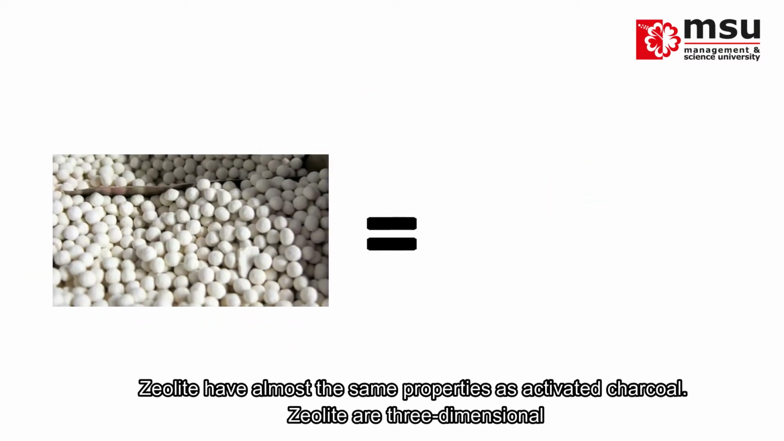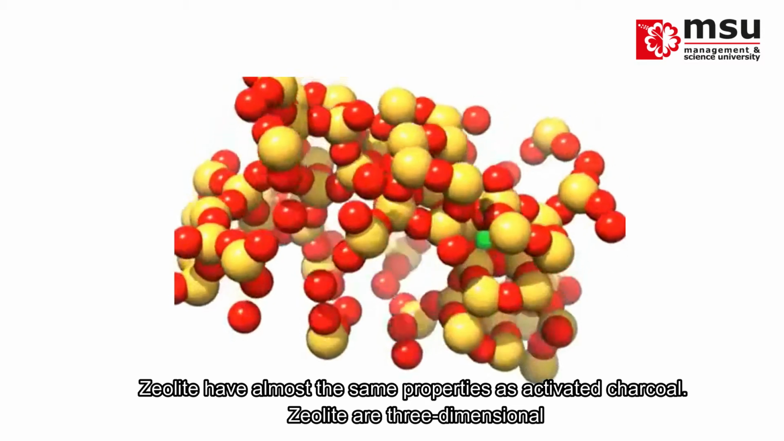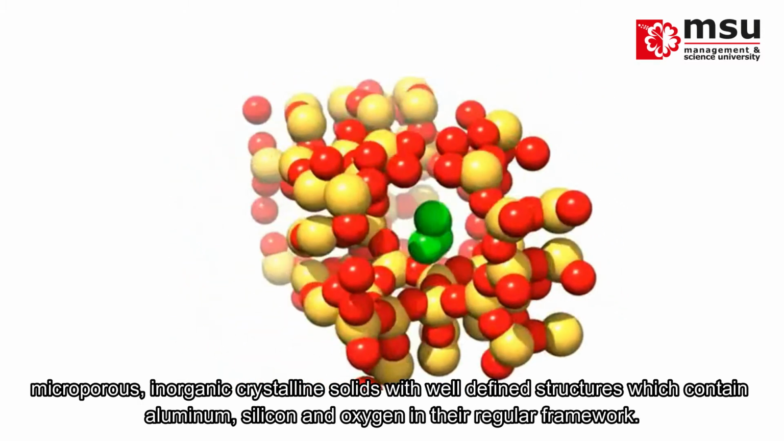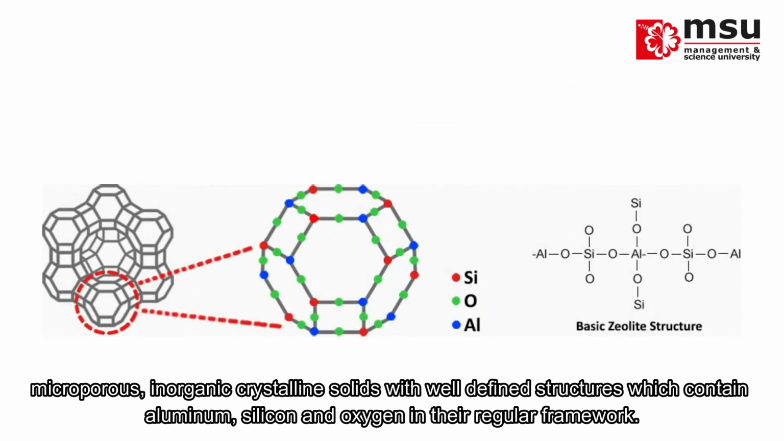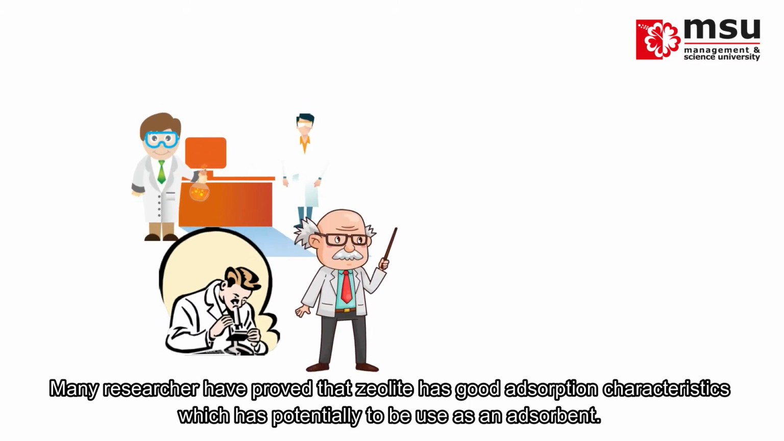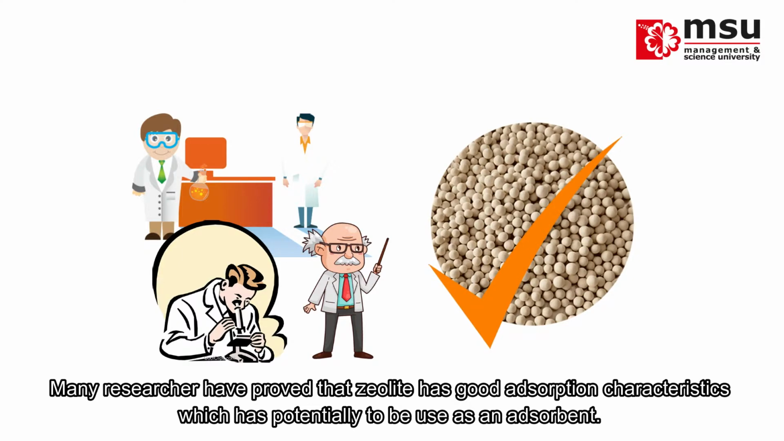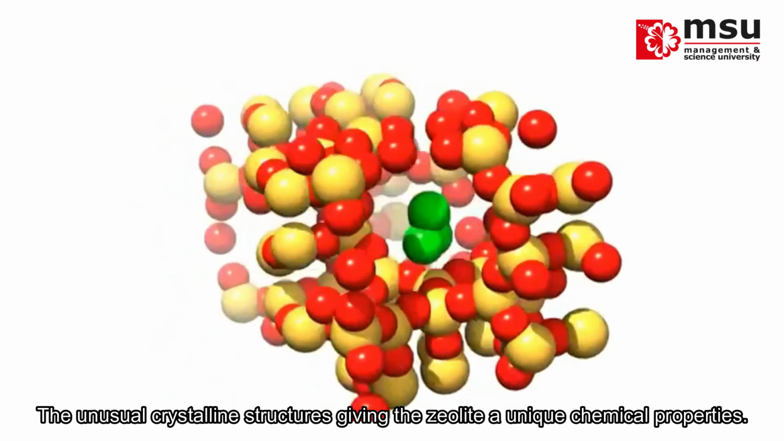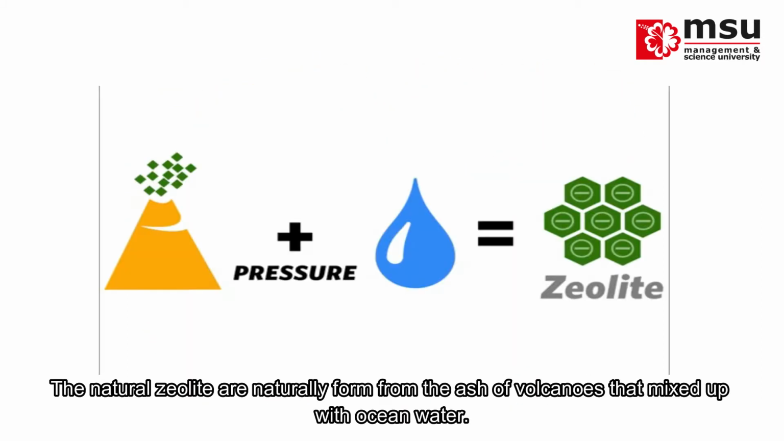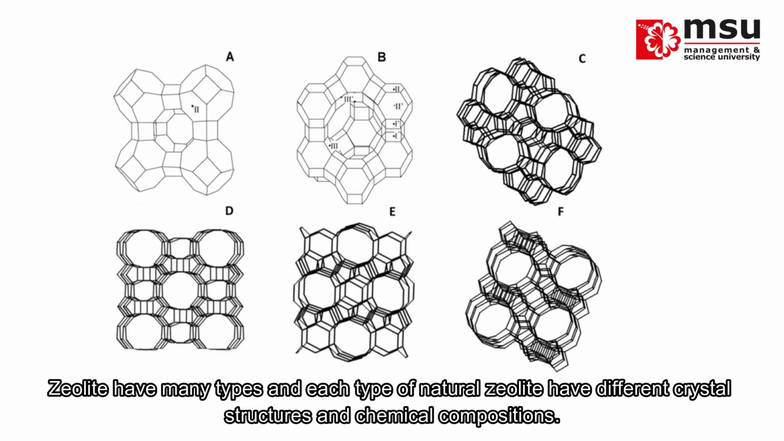Zeolite has almost the same properties as activated charcoal. Zeolites are three-dimensional, microporous, inorganic crystalline solids with well-defined structures which contain aluminium, silicon, and oxygen in their regular framework. Many researchers have proved that zeolite has good adsorption characteristics and potential to be used as an adsorbent. The unusual crystalline structure gives zeolite unique chemical properties. Natural zeolites are formed from the ash of volcanoes mixed with ocean water. Zeolite has many types, and each type of natural zeolite has different crystal structures and chemical compositions.